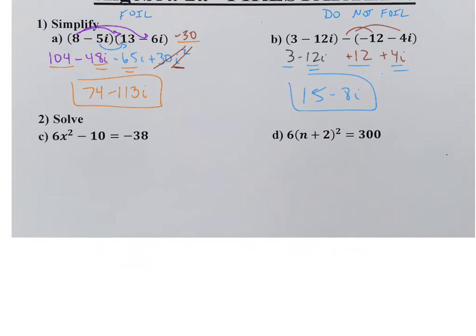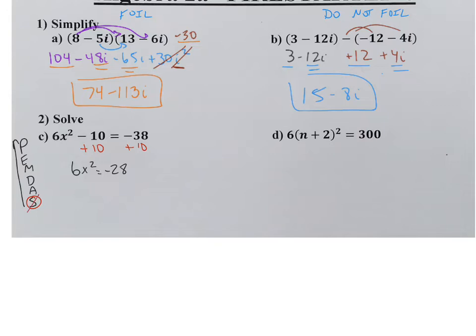Now number 2, and I'm going to solve both of these. Remember, I'm going to use PEMDAS backwards, so if you're lost, it just tells you step by step what to do every single time. So since it's PEMDAS backwards, I see subtraction. To get rid of that subtraction, I use addition. That's why I add 10 to both sides. So I end up with 6x squared equals negative 28.